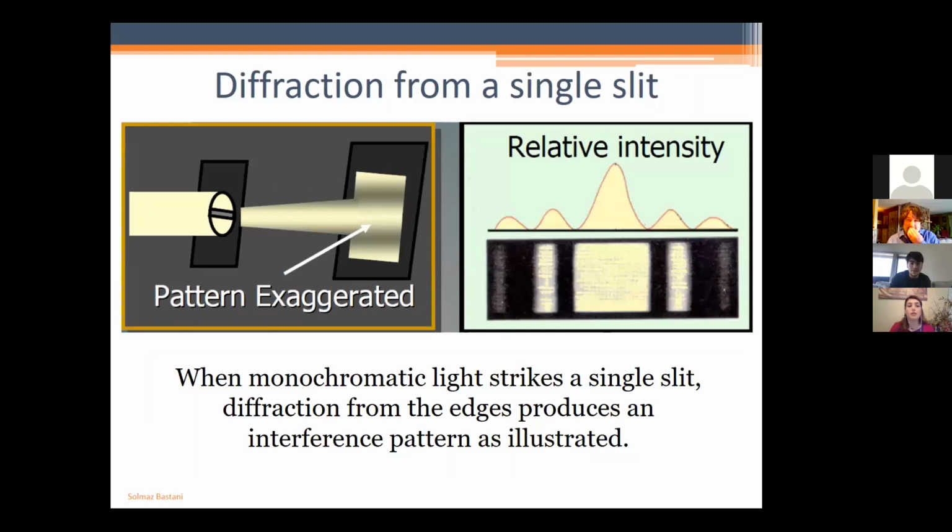All right, so that opening doesn't need to necessarily be a circular one. You can have a slit. Even if you have a slit, then you will see a diffraction pattern, something like what you see here on the screen. And this is, of course, exaggerated, but you will see dark and light fringes with the one in the middle being the widest one. So we say that when monochromatic light strikes a single slit, diffraction from the edges produces an interference pattern that you see here. Okay, it was cool, huh?